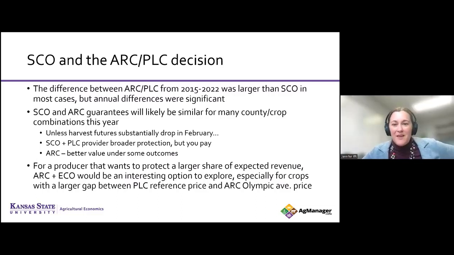My last point here, I've seen producers and crop insurance agents come up with all sorts of creative combinations of policies, getting into optional units. But one thing I thought of, and this is not a recommendation, this is some consideration to talk through with your insurance agent, but if you're a producer that wants to protect a larger share of your expected revenue, ARC plus ECO could be interesting this year, where ARC is going to cover a similar space as SCO for free, and then you would have to pay to have SCO to cover shallow losses on top of that.